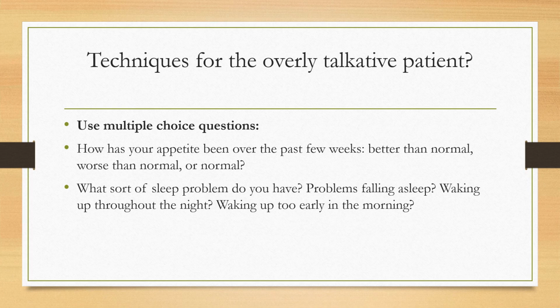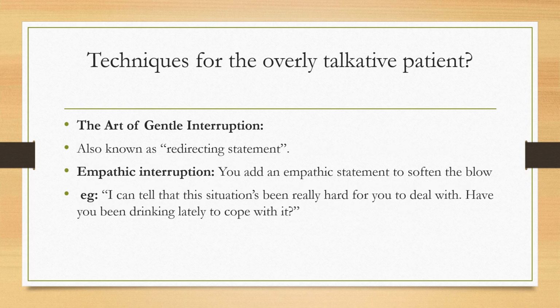Next is the art of gentle interruption, also known as redirecting statements. These can take three forms: empathic interruption, delaying interruption, or educating interruption. For example, in empathic interruptions, you soften the blow. For example, I can tell that this situation has been really hard for you to deal with. Have you been drinking lately to cope with it? Come back to the point of drinking.